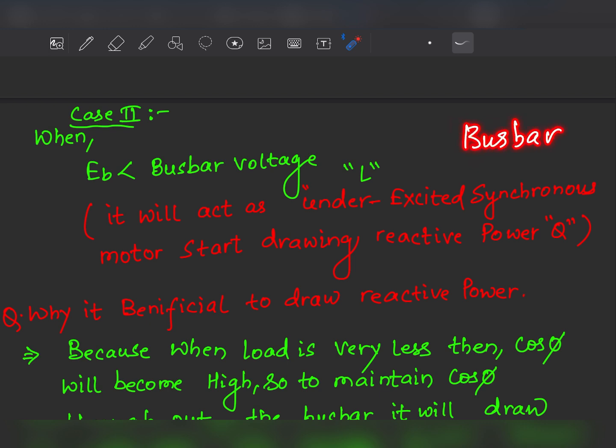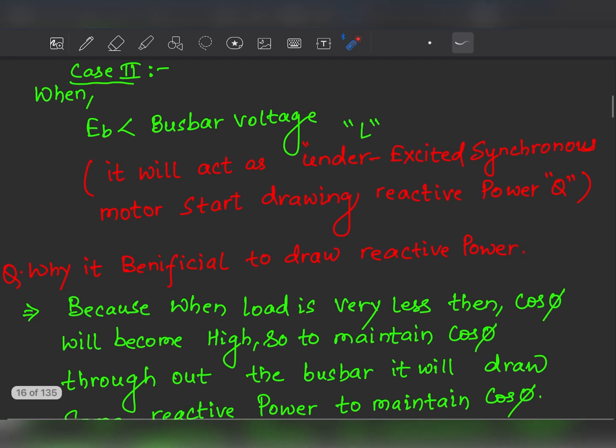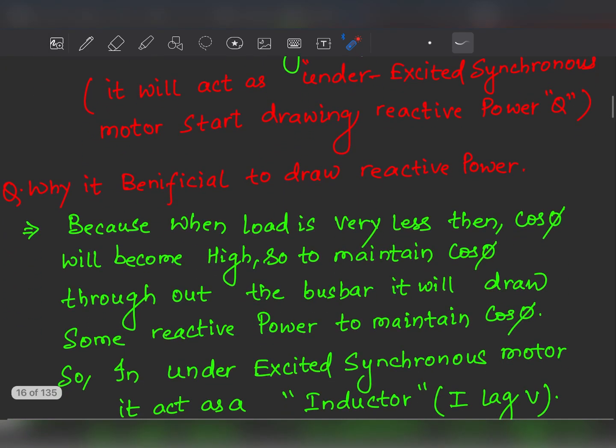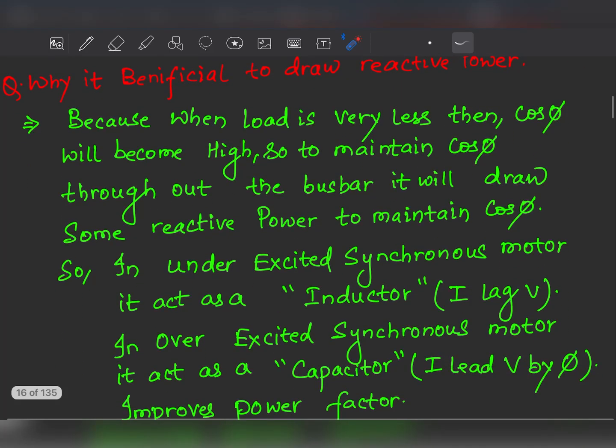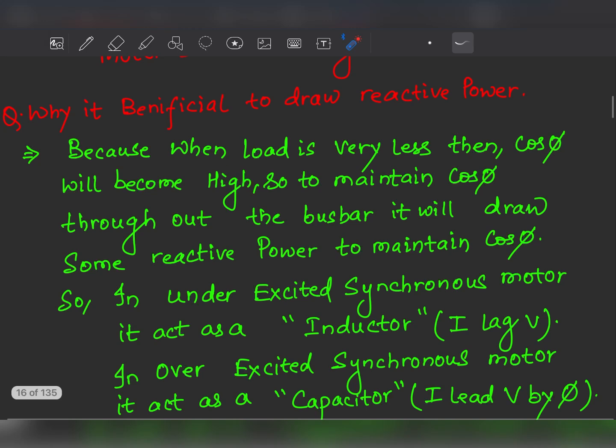That is a motoring effect, in the generator also sometimes. Okay, so here you will ask why it is beneficial to draw the reactive power. So you can also explain it like this, because let's suppose your generator is connected with a very minimum load.